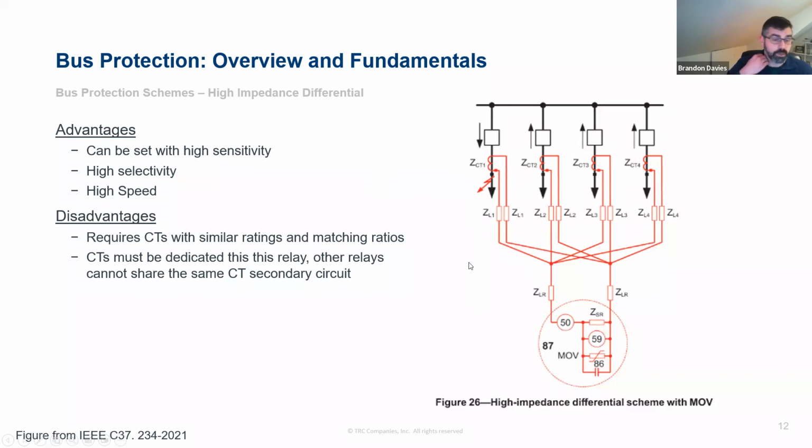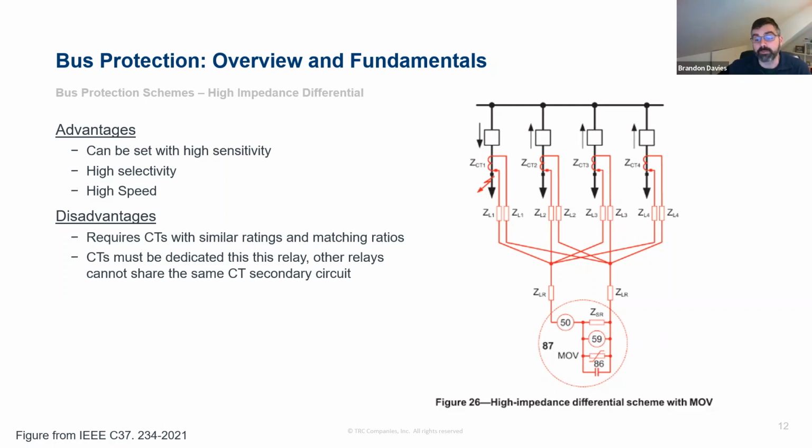And additionally, because when the relay sees a fault, there's a high likelihood you're going to be saturating your CTs over this resistance, the CTs have to be dedicated and only used for this relay, unlike with the percent restrained differential element or other similar protection schemes. There, you may be able to share the CTs and use one CT to do a breaker failure relay as well as the bus relay, or some other type of protection. You can wire multiple things into that same CT circuit.